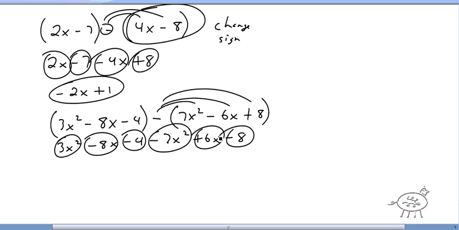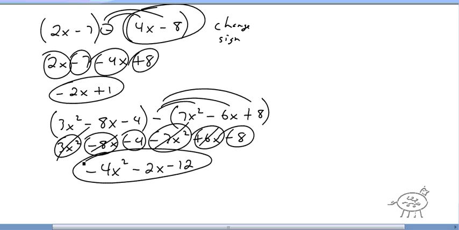Again, I think it's helpful if you circle it, because then I go, oh, 3x squared and negative 7x squared. So 3 minus 7 is negative 4x squared. So that takes care of those. Negative 8x plus 6x is negative 2x. Negative 8 plus 6 is negative 2. And then negative 4 minus 8 is negative 12. And that is your final answer.